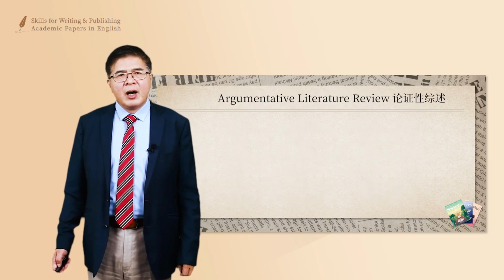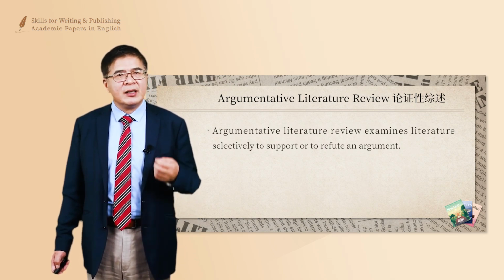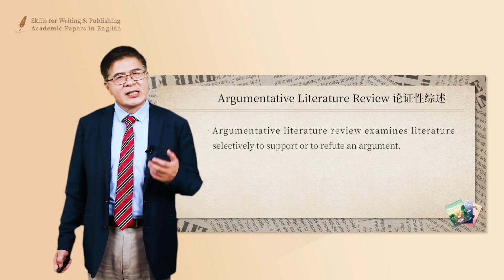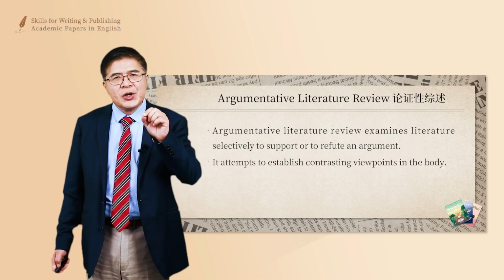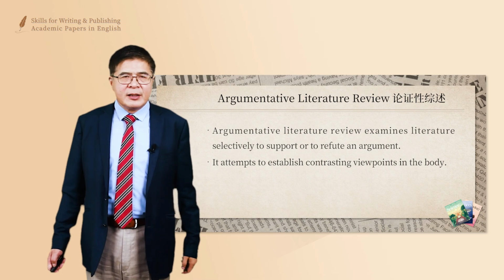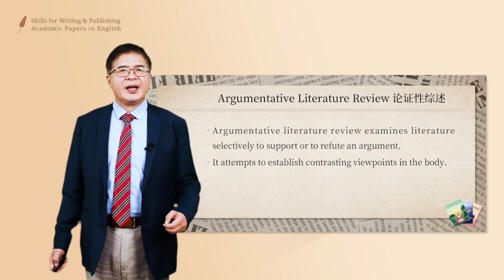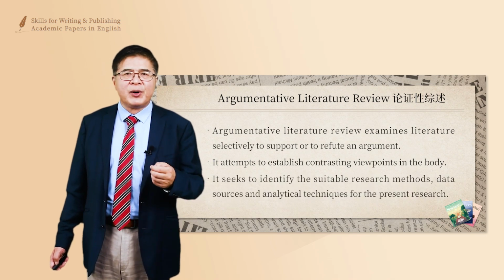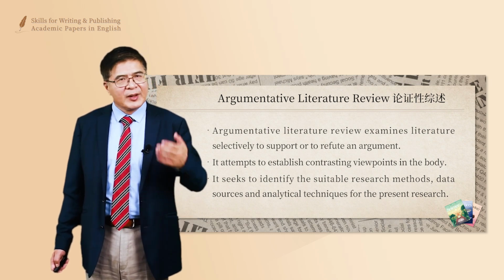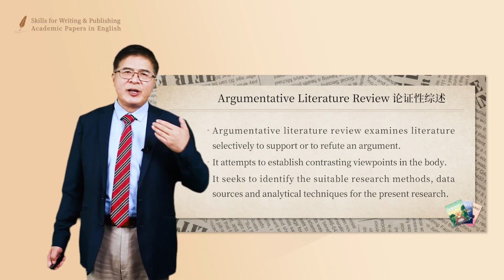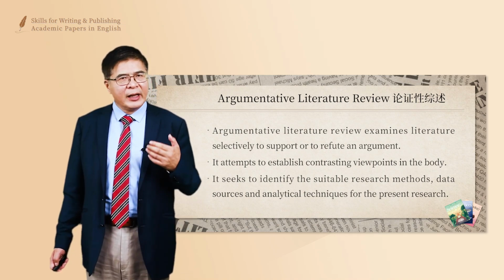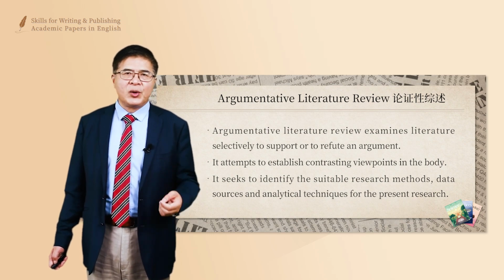First, argumentative literature review examines literature selectively to support or refute an argument that has been established before. And it attempts to establish contrasting viewpoints in the text body. And thirdly, it seeks to identify the suitable research methods, data sources, and analytical techniques for the present study. So step by step, it leads the reader's attention to what deserves to be studied more in the present study.